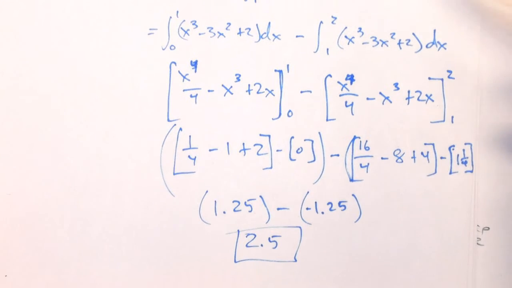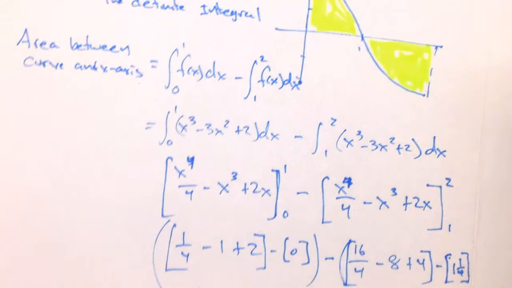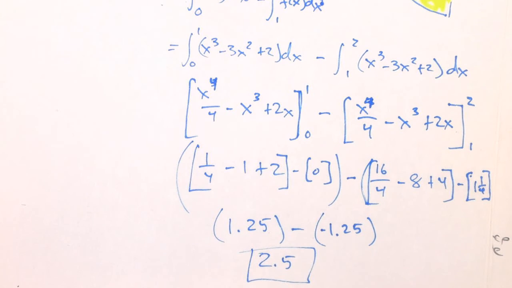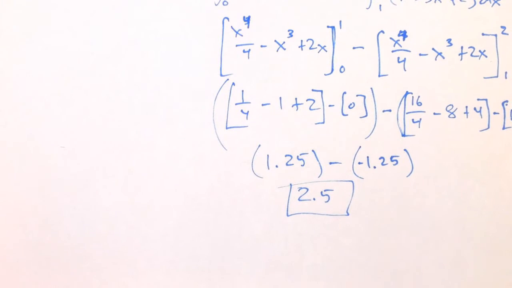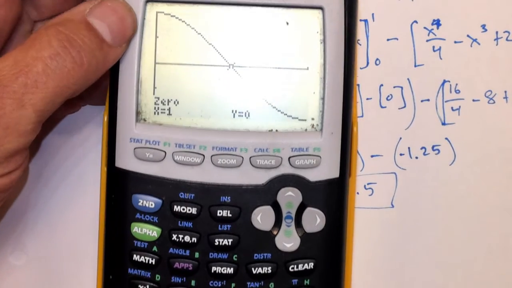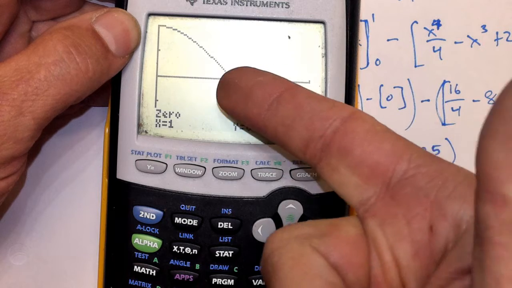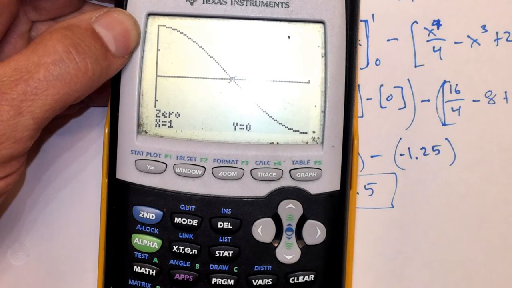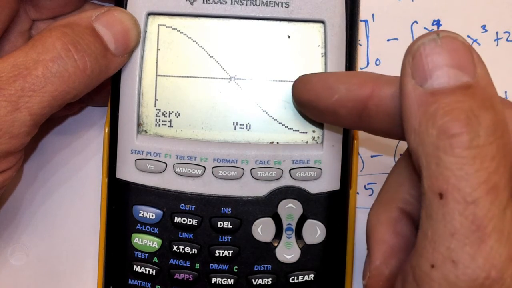Okay, so that's what we did. We found the area between that curve and the x-axis. Now, I guess we should probably think about doing that on the calculator because, you know, we got a calculator. So how would we do that? Well, we could set that up, but there's actually a really good way to do this. And that is if we take the absolute value of the function.